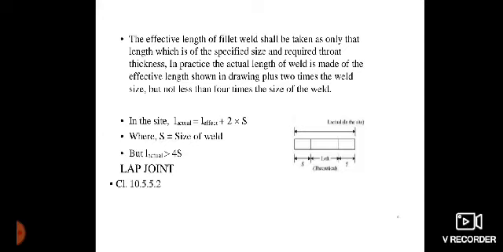The effective length of fillet weld shall be taken as only that length which is of the specified size and required throat thickness. In practice, the actual length of weld is made of the effective length shown in the drawing plus 2 times the weld size, but not less than 4 times the size of the weld. So in the sites, l actual equals l effective plus 2 times S, where S equals size of weld, but l actual is greater than 4S.